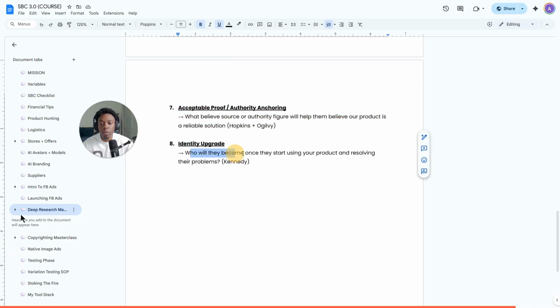And then identity upgrade: who they will become once they start using your product and resolving their problems. So, okay, great. My hair loss, I'm losing a lot of hair. I take this product, and not only am I getting my hair back, which is good, that's a surface level solution, but now I feel more confident. Now I'm going outside more.